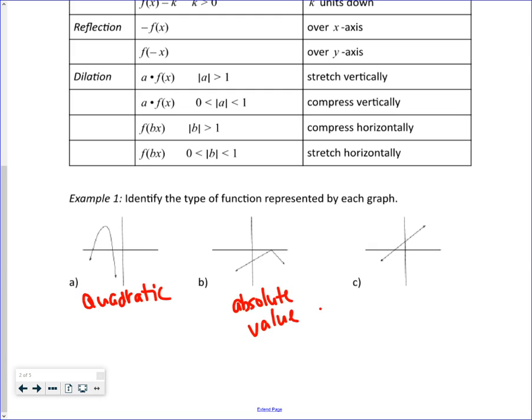All right, letter C is obviously a line, right? So it's not quadratic, it's not absolute value. Now our question is, is it identity or is it constant? If it's a constant, it will always be a horizontal line with no slope. Literally, it's a zero slope, right? So if it has any slope at all, it's the identity function. So this one's obviously identity. Do you guys get the difference? If it's horizontal, it's constant. If it's not, it's identity. Anybody still need that? Okay.